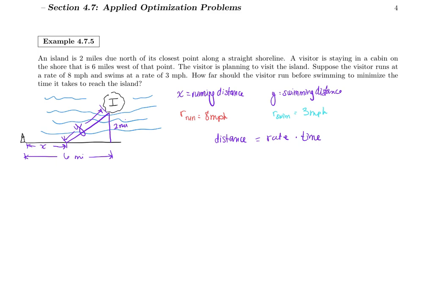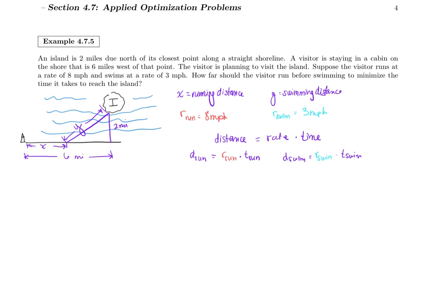So the distance that our person runs is going to be the rate for running, which is our red, the rate that they run times the time that they run. And the distance that they swim is going to be the rate at which they swim times the time that it takes them to swim.